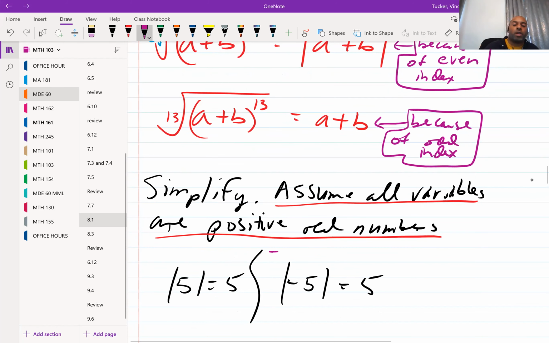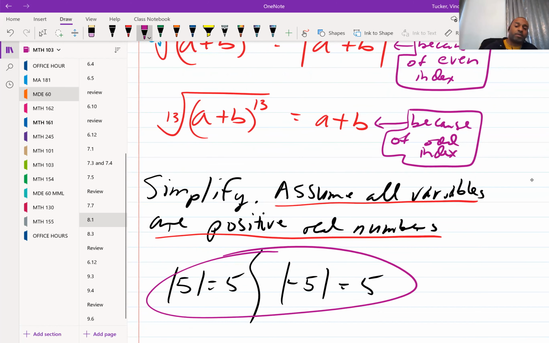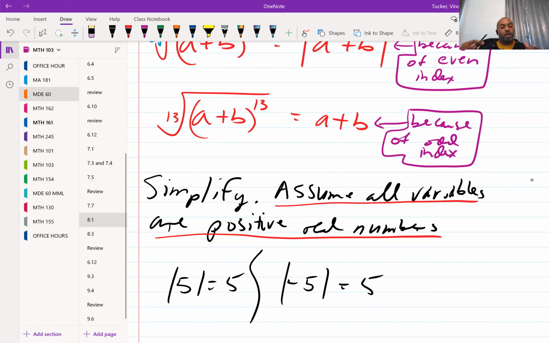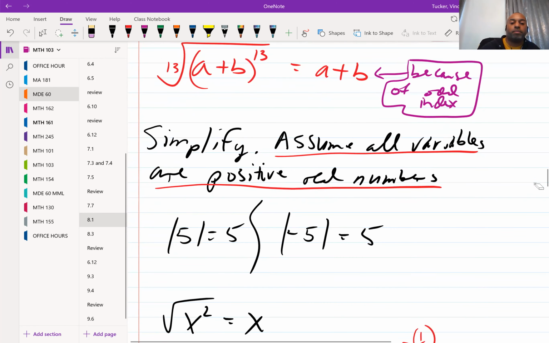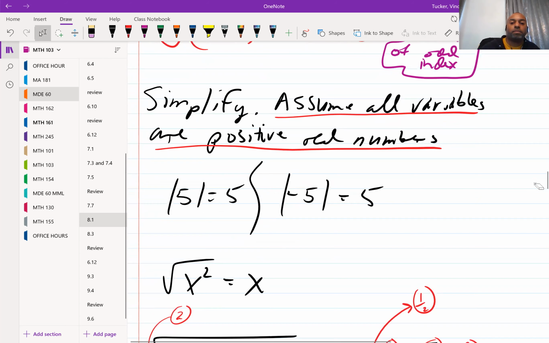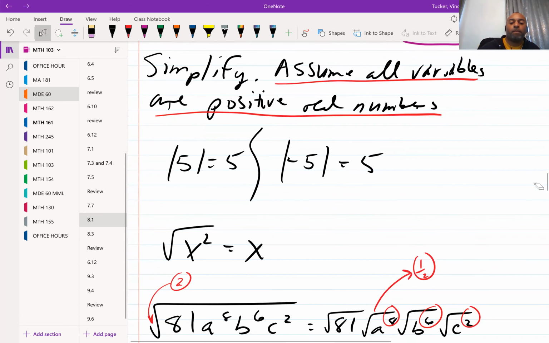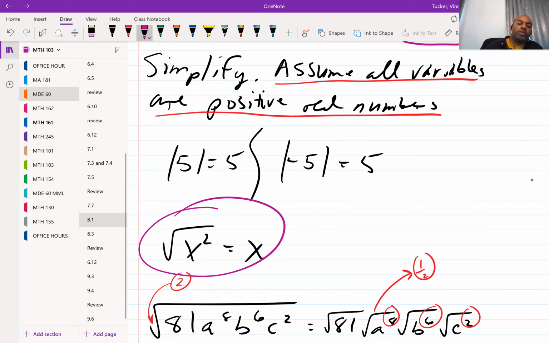absolute value. That's all I was emphasizing right here, because with absolute value, make sure you have the positive number or the positive result. But if we're going to assume all variables are positive, then I don't need the absolute value. All right, I scroll up. All right, so, and that means what we're doing here now.